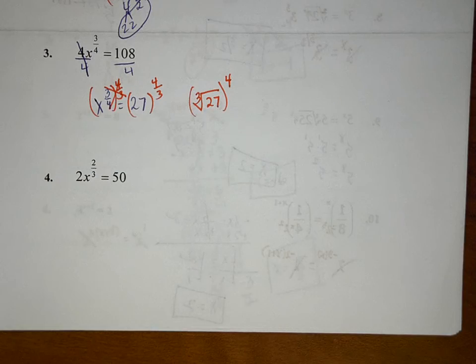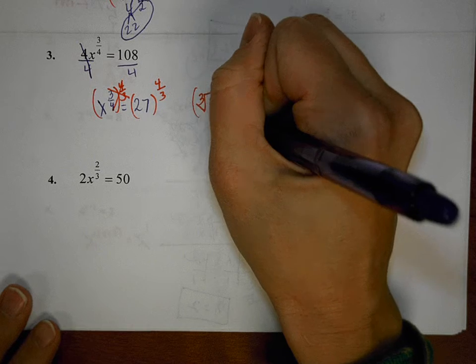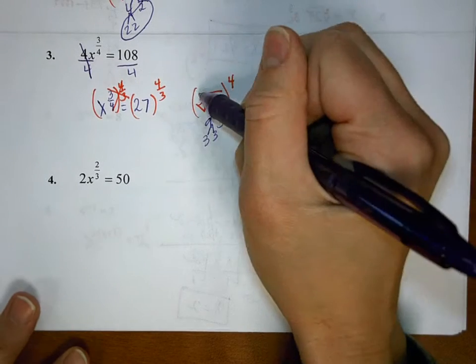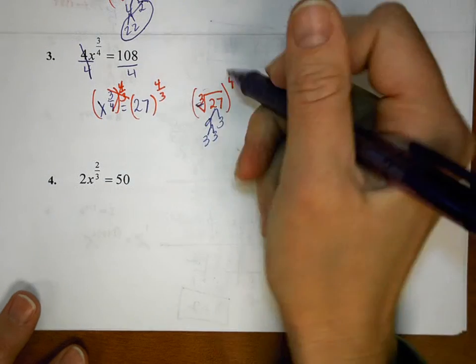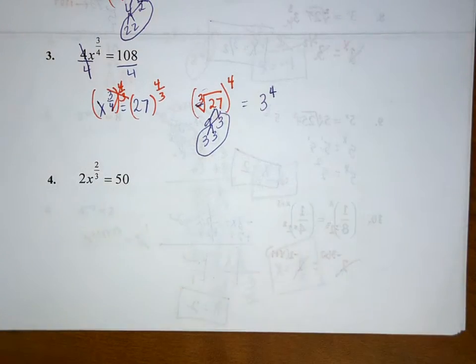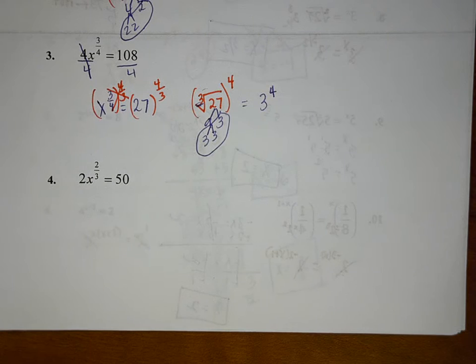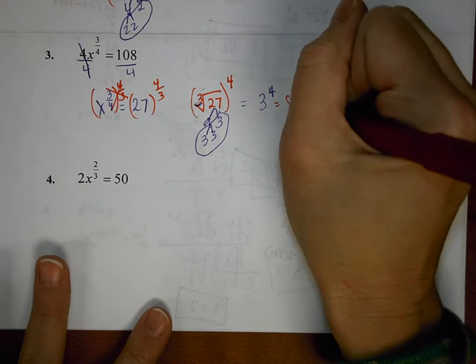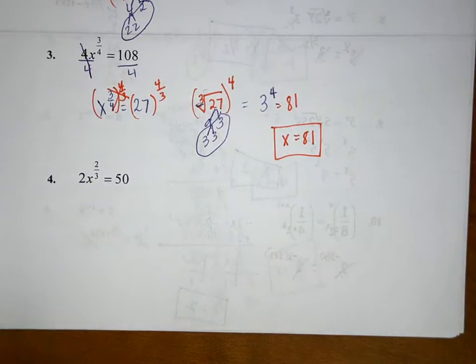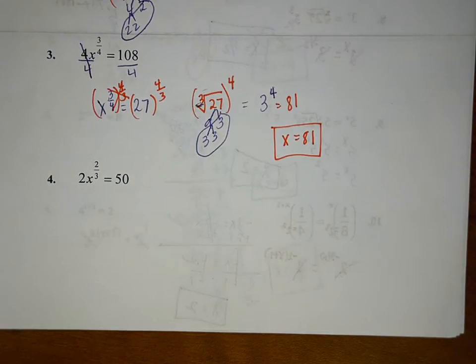What does 27 break down to? 9 and 3 and 3 and 3. So I need how many for a group? 3, and I have exactly 3 3's. So that means I have 3 to the 4th power. And what is 3 to the 4th power? 81. So that means my answer is x equals 81. Okay, example 4, you're on your own.